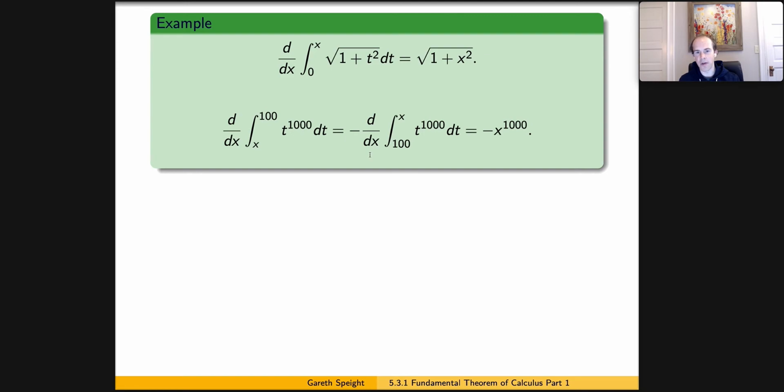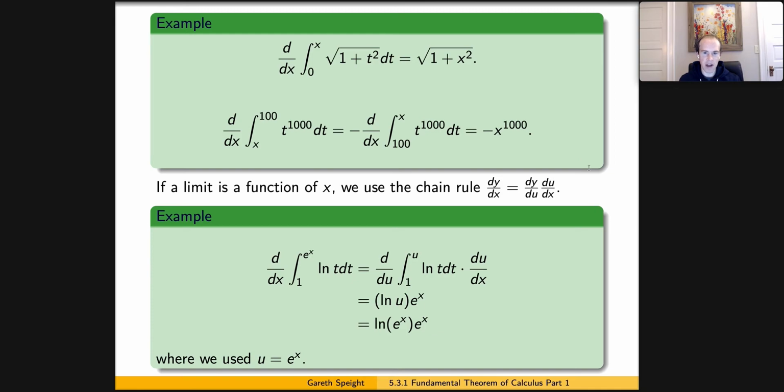We have something that looks like the derivative of the integral from a to x of a function. We just take the thing we're integrating and replace it by x. So instead of t to the 1000, we get x to the 1000, okay? And by the way, you'll have noticed that it doesn't really matter what is in the lower limit as long as it's a constant. It disappears after we do the differentiation.